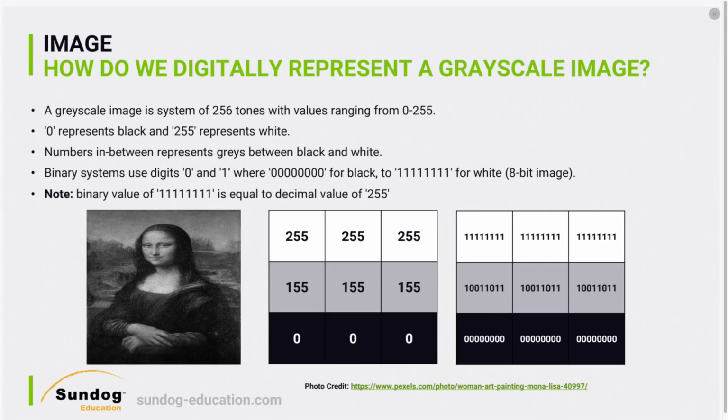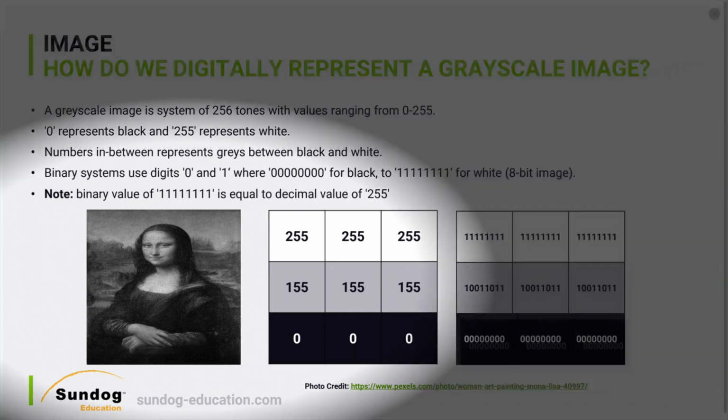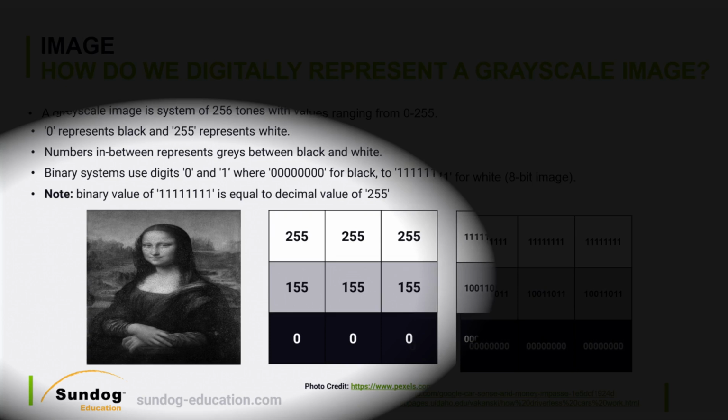Right now what we're really interested in is how we can represent an image in a digital format. So let's take a look at how we can do this. Before jumping into a colored image, we're going to discuss the grayscale image, which is just a black and white image. Let's take a look at this image, for instance, which is the image of the Mona Lisa.